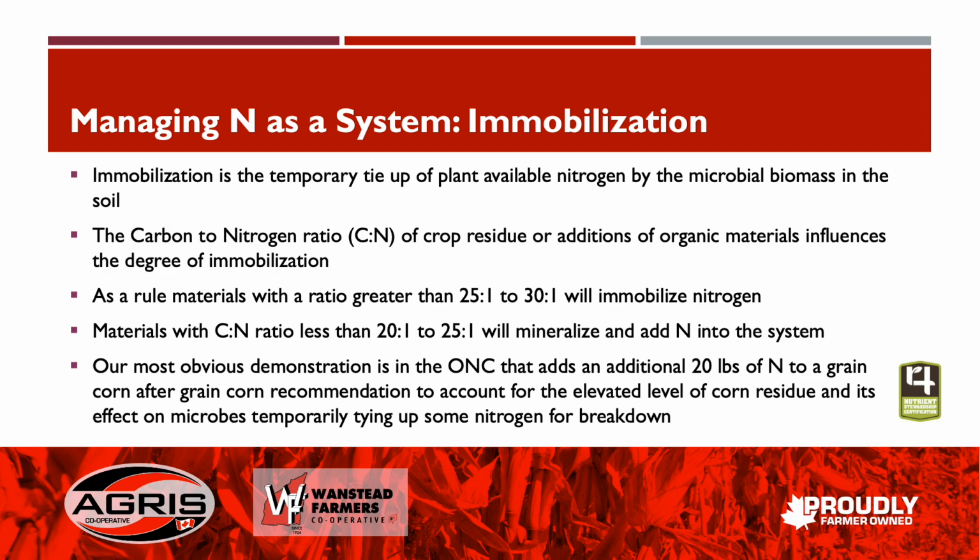As carbon is added to the soil, microbial biomass responds to that food source, and if there's insufficient nitrogen content in that food source, it'll take free nitrogen from the system in order to grow and break down that organic matter and organic materials. And when that's completed, they die off and release the nitrogen back into the system. So as a rule, materials with a ratio greater than 25 to 30 to 1 will immobilize nitrogen. And those materials added to the soils with 20 to 1 or 25 to 1 will mineralize and add nitrogen into the system.